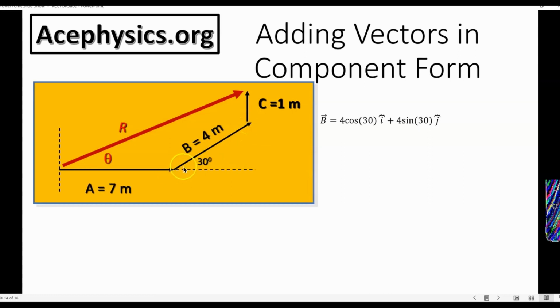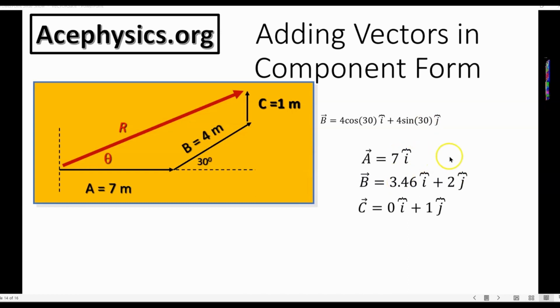Vector b has an x component as well as a y component. And the x component is the magnitude times cosine of the angle. So it's 4 cosine of 30 i hat plus 4 sine of 30 j hat. They're both positive. Vector a is equal to 7i hat plus 0j hat. Vector a only points in the x direction, and so it's 7i hat. There is a 0j hat, but it's unnecessary to write that term. Vector b is 3.46i hat plus 2j hat. That comes from this equation up here. And vector c is 0i hat plus 1j hat. Once again, it's not necessary to write the 0i hat, but if you're just learning this, it's helpful to do it for the first couple examples.